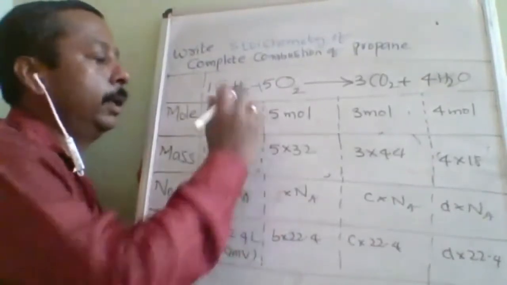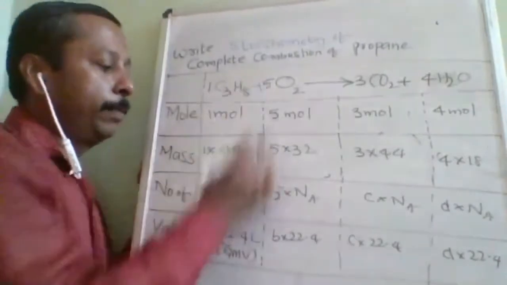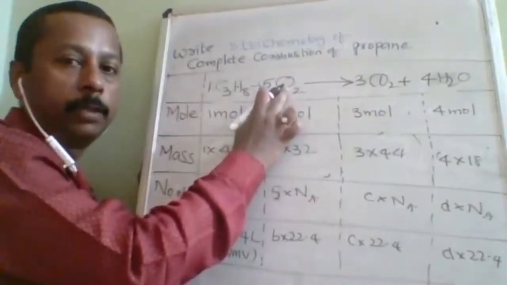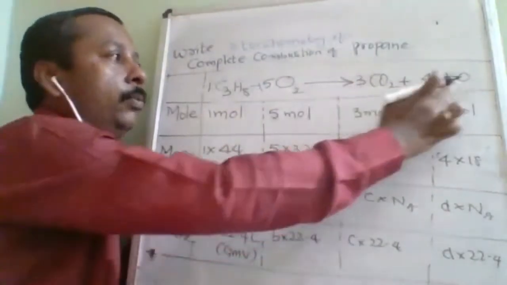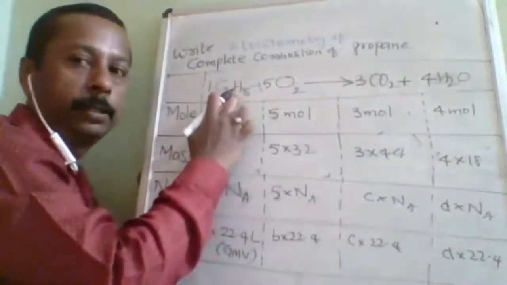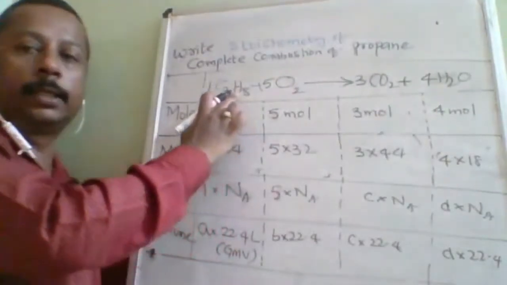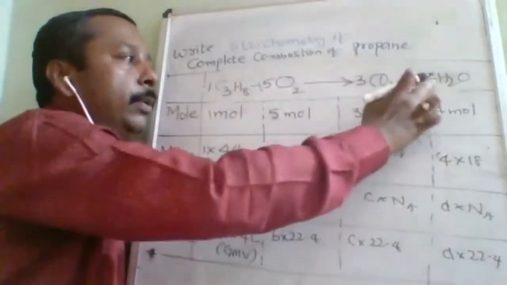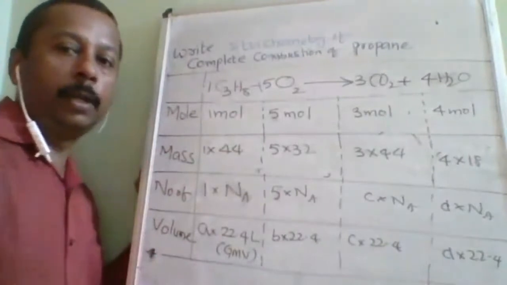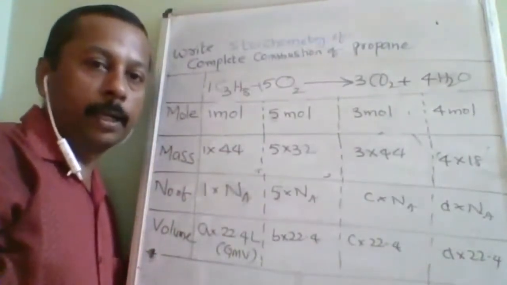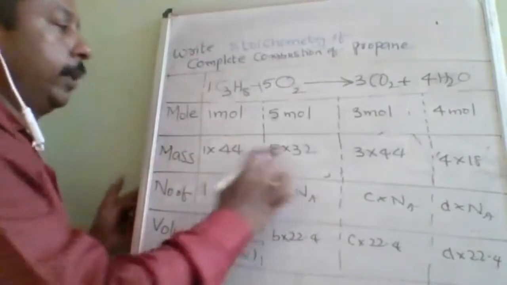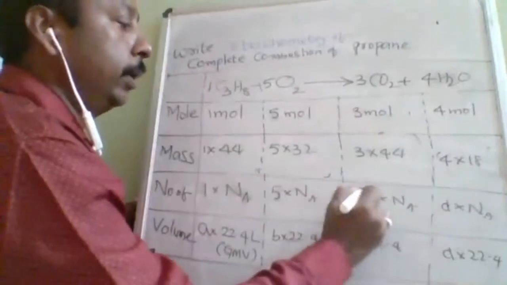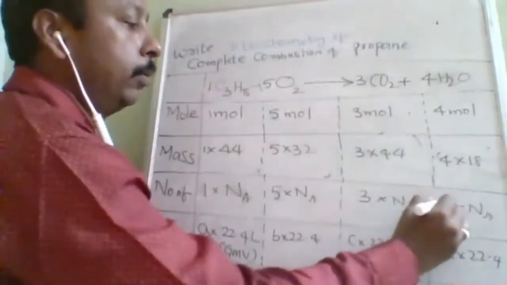So b here is 5. I told you small letters represent numbers and capital letters represent formulas. Here capital B means O2, capital C means CO2, capital D means H2O, capital A means C3H8, and small a means 1, small b means 5, small c means 3, small d means 4. Small letters represent numbers, capital letters represent formulas. So 5 into 32, likewise mass is completed, and 5 into Na. Here it is going to be 3, and small d here is going to be 4.